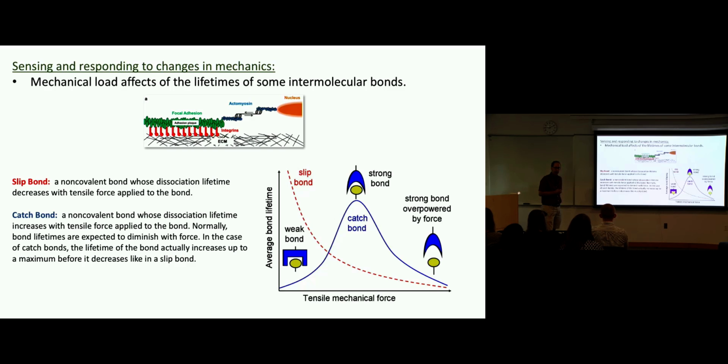There's also a bond called an ideal bond. And an ideal bond is defined as a bond that's completely not sensitive to force. Okay. But I think ideal bonds are probably just looking at a certain bond over very small loads, or it's very load insensitive. I think most bonds will have some kind of load sensitivity. Okay, so these are mechanical loads affecting the lifetimes of bonds.